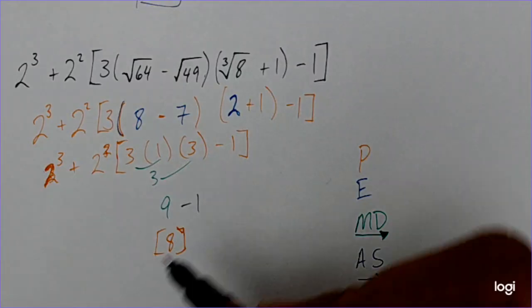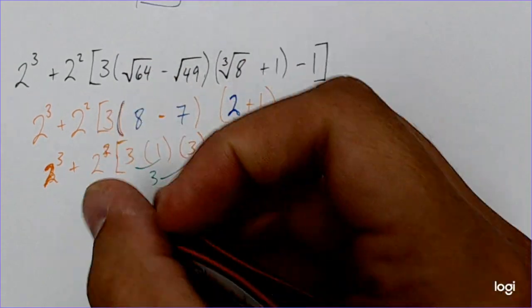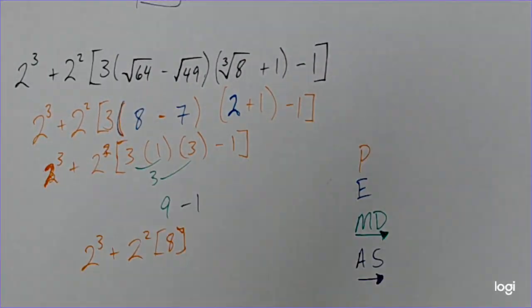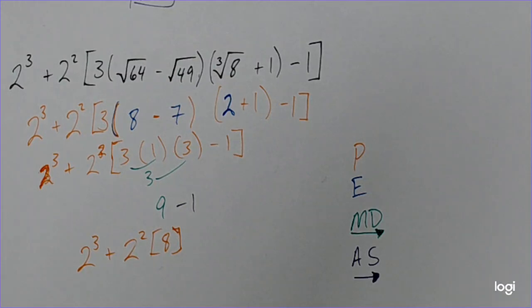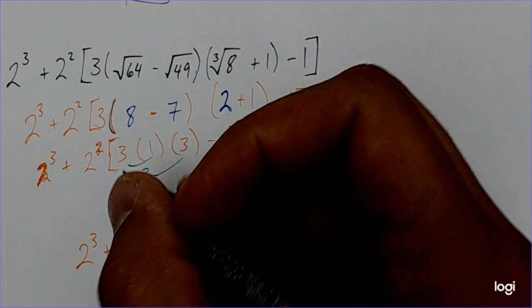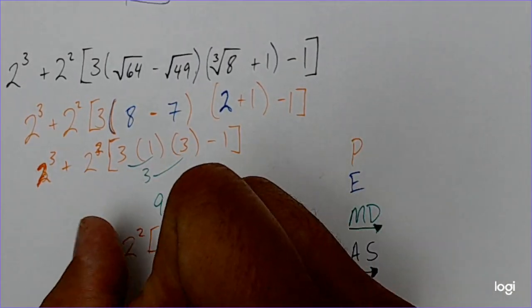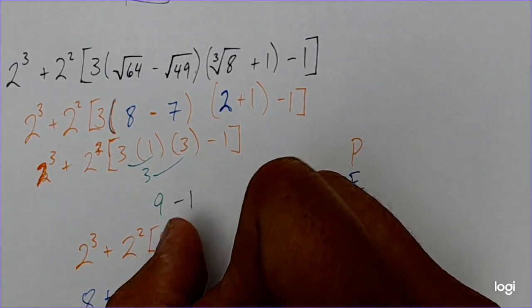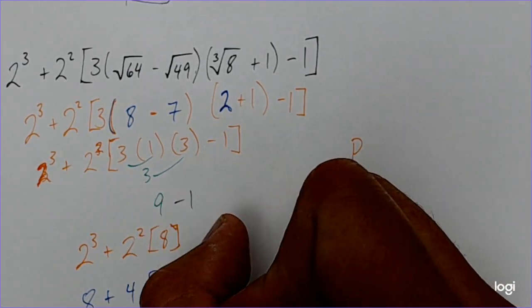Okay, and then once I've simplified that bracket, I'm going to go ahead and bring down the 2 squared and the plus 2 cubed. Great. Now I can go on to my exponent step again, since all my parentheses are down to a single number. 2 cubed is going to be 8. 2 squared is 4. And the bracket is still 8.